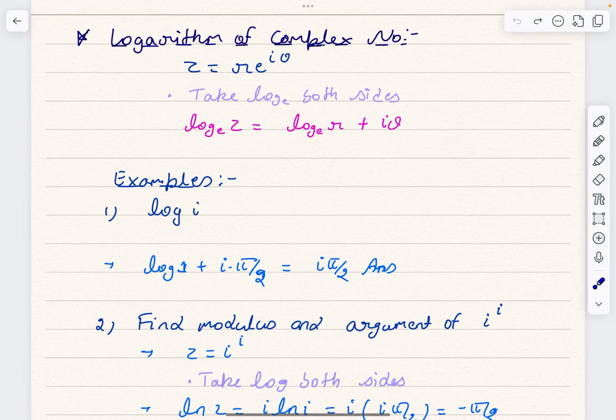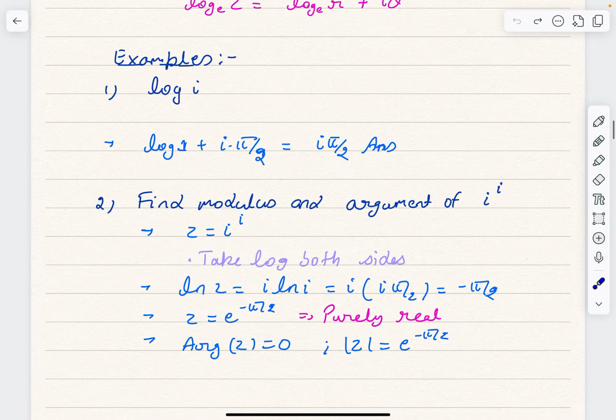Let us start discussion now. So the answer here is: argument of z will be 0, if you take iota raised to iota as z. So its argument will be 0 and modulus will be e^(-pi/2).